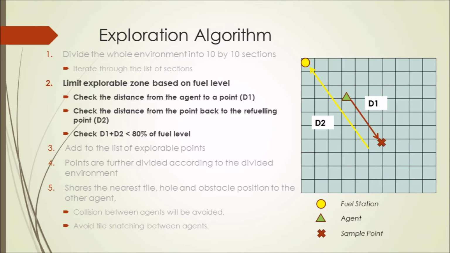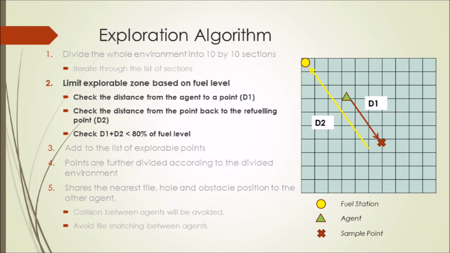The agent then calculates the distance from itself to each section, D1, and the distance from the section to the referring point, D2. The agent then checks if the sum of the distance D1 and D2 can be covered with 80% of its current fuel level. This is to ensure that the agent can efficiently proceed to the refueling station whenever the need arises, without worrying that obstacles may appear on the path towards refueling.